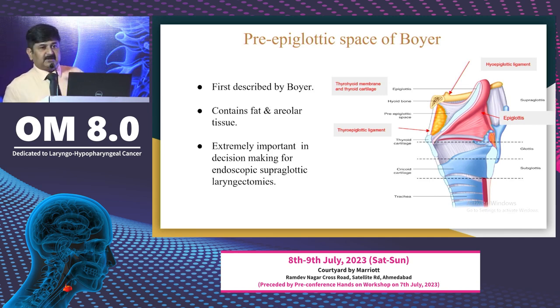In 2008, Peretti and his group proposed a classification of endoscopic supraglottic laryngectomy. In their classification, they proposed 7 types. Out of 7, type 1 and type 2A don't involve excision of the pre-epiglottic space, but type 2B and 3 involve partial and complete excision of the pre-epiglottic space. So you can see how important this space is. The entire classification was around this. So assessment of this area is very important.